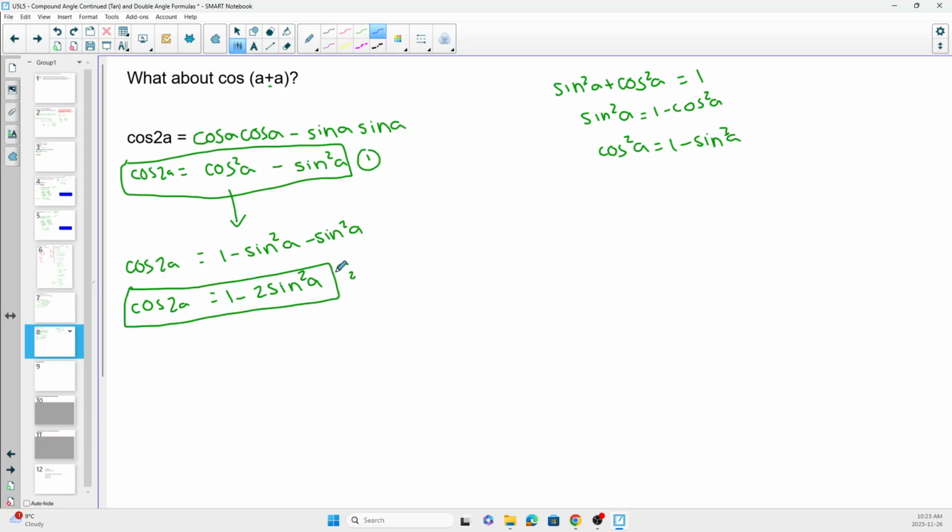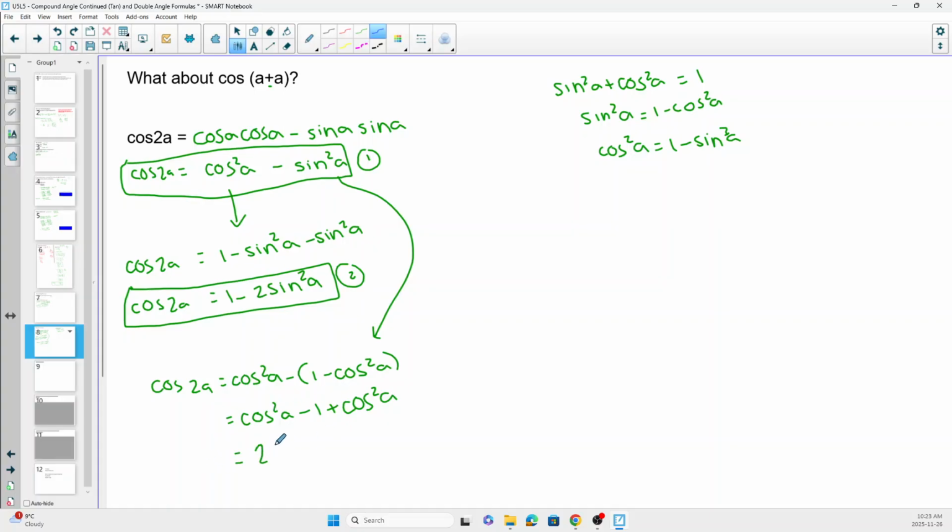And then there is a third one for cos, and that would be if we replace sine squared A. So we would say cos squared A minus sine squared A is equal to cos squared A minus, in brackets, 1 minus cos squared A, and this is all equal to cos 2A. And so we would have to distribute that negative: cos squared A minus 1 plus cos squared A. We have cos squared A over here, plus we have another cos squared A over there, so we have 2 cos squared A minus 1, and all of that is equal to cos 2A. That is your third option for double angle identities for cos.